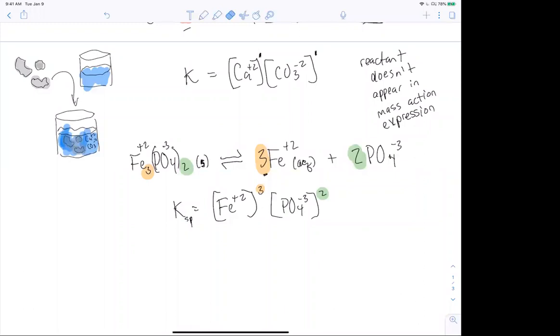Yeah, what's the KSP for this reaction? I just looked it up. It's super, super small. You can imagine you need a very finely tuned instrument to even measure these things because such a small quantity is going into solution.